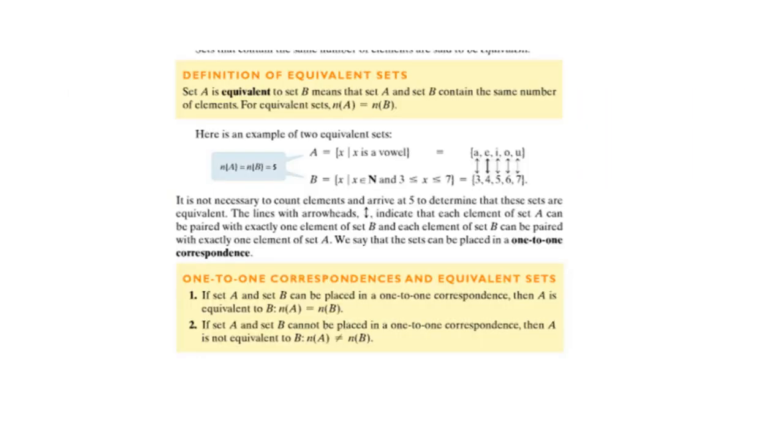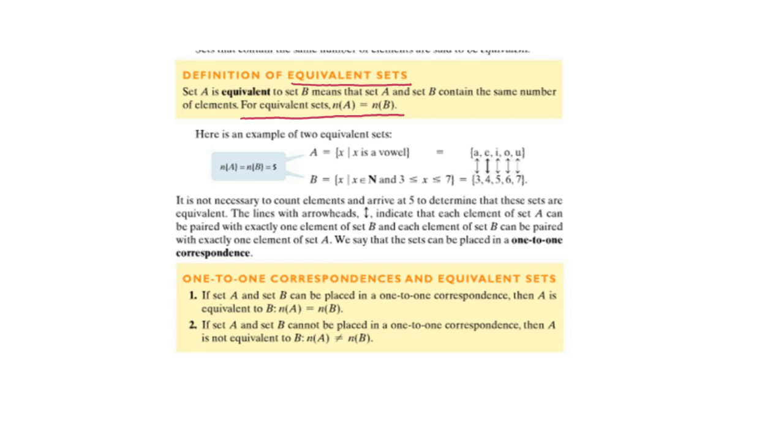All right, a new definition here. It says set A is equivalent to set B. It's talking about equivalent sets here. Set A is equivalent to set B means that set A and set B contain the same number of elements. The same number of elements is referring to the cardinality. So for the sets to be equivalent, the cardinality has to be the same.